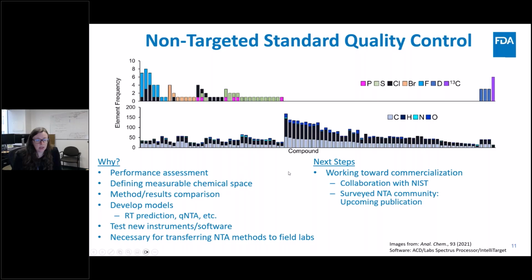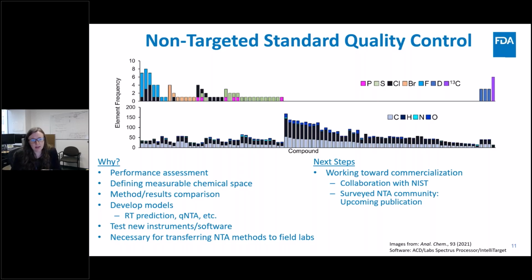A lot of the ways that we can use this mixture are for things like performance assessment, defining the measurable chemical space of a method, which is really important. I think there's a somewhat misnomer promise that NTA can tell you everything that's in your sample. But of course, no one analytical method is going to be able to tell you everything. It can't detect everything. So understanding, if we don't report a certain compound, whether or not we would have detected it if it was there, is helpful to be able to communicate, and for decision makers to be able to rely on this data and understand it well enough to actually make a decision.